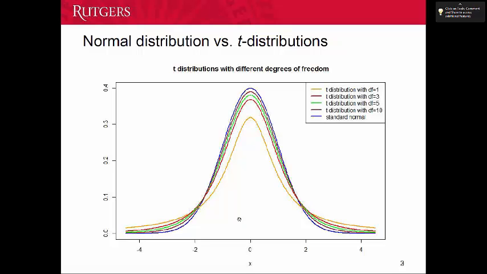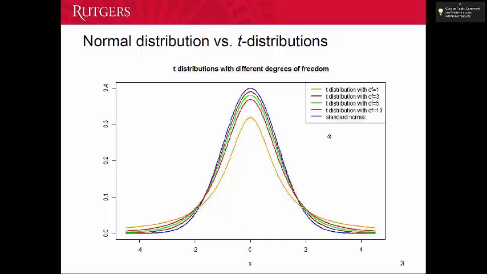And also you might have noticed that as the degrees of freedom increase, the t-distribution looks more like a standard normal distribution. So the yellow one has a degree of freedom of 1, but the brown one has a degree of freedom of 10. So as the degrees of freedom increase, the more the curve looks like a standard normal distribution.